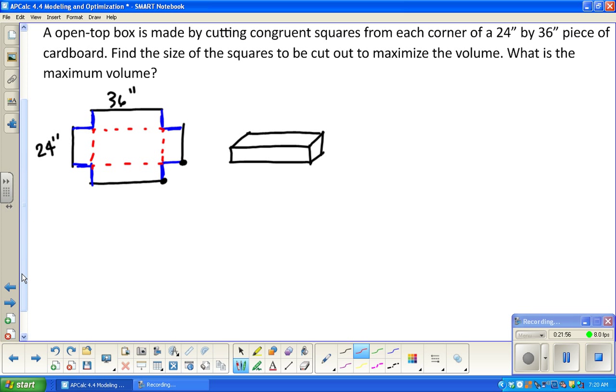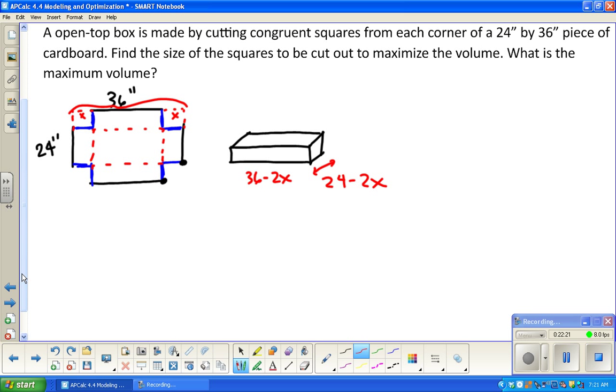And now the issue is this 36 was before I cut anything. And then what I cut, I'm going to call x. And since those are squares, the idea here is I cut off x from each end. So this is now 36 minus 2x. This direction here would be 24 minus 2x.